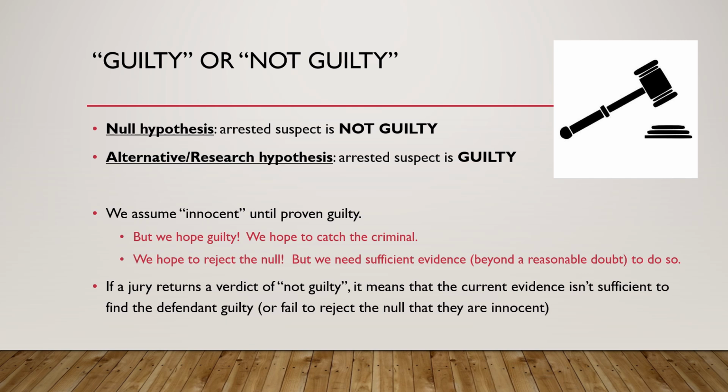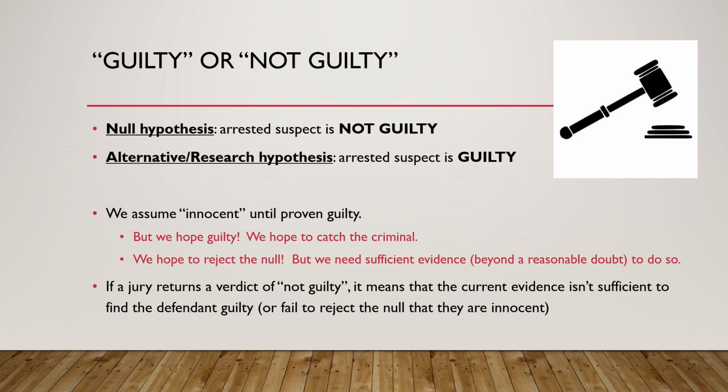And that's actually how our legal system works. We assume that everybody is not guilty, and then through our trial procedure, we find evidence to suggest that they are guilty. They must be proven guilty beyond a reasonable doubt. So we assume innocence until proven guilty.